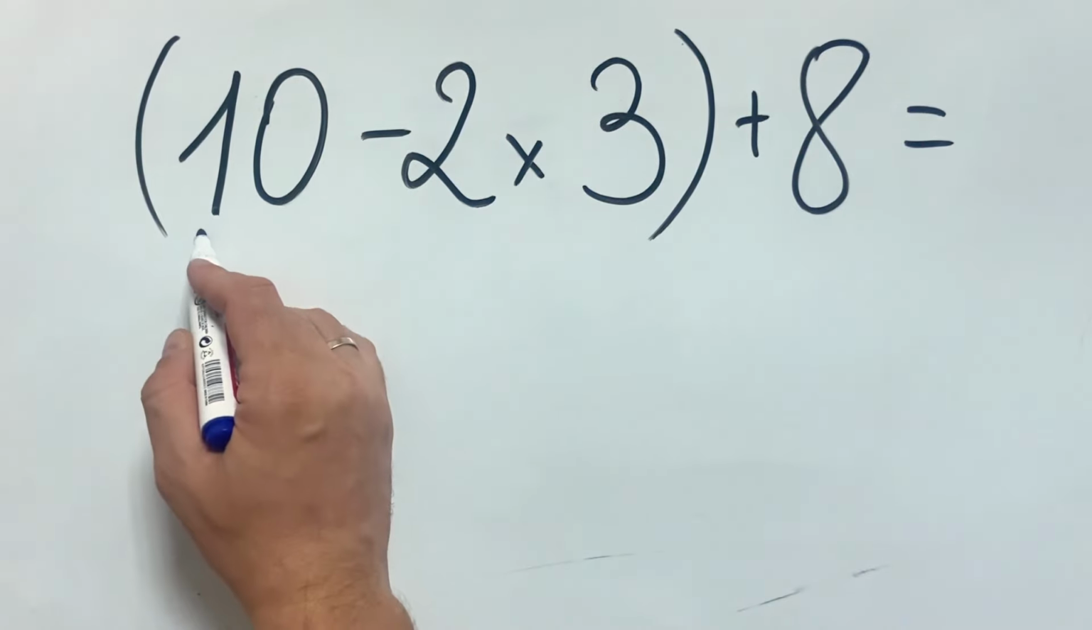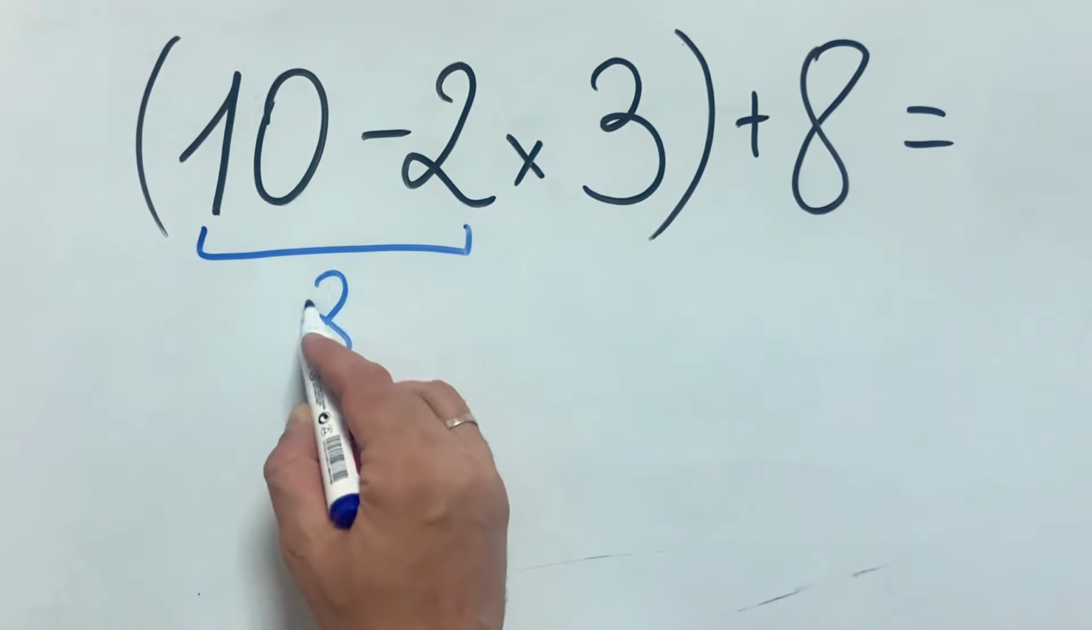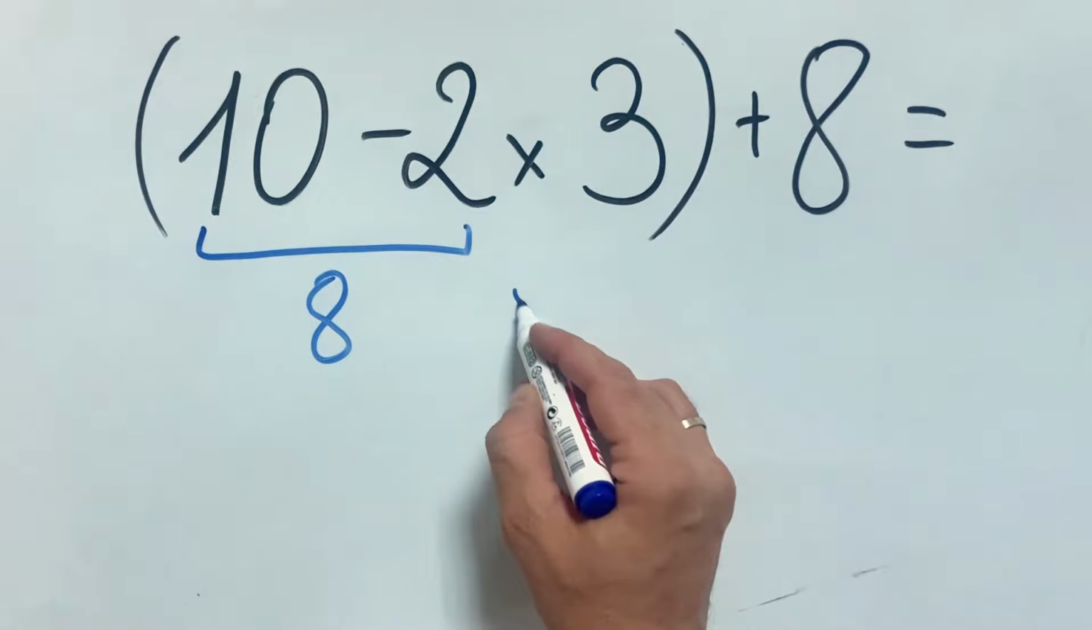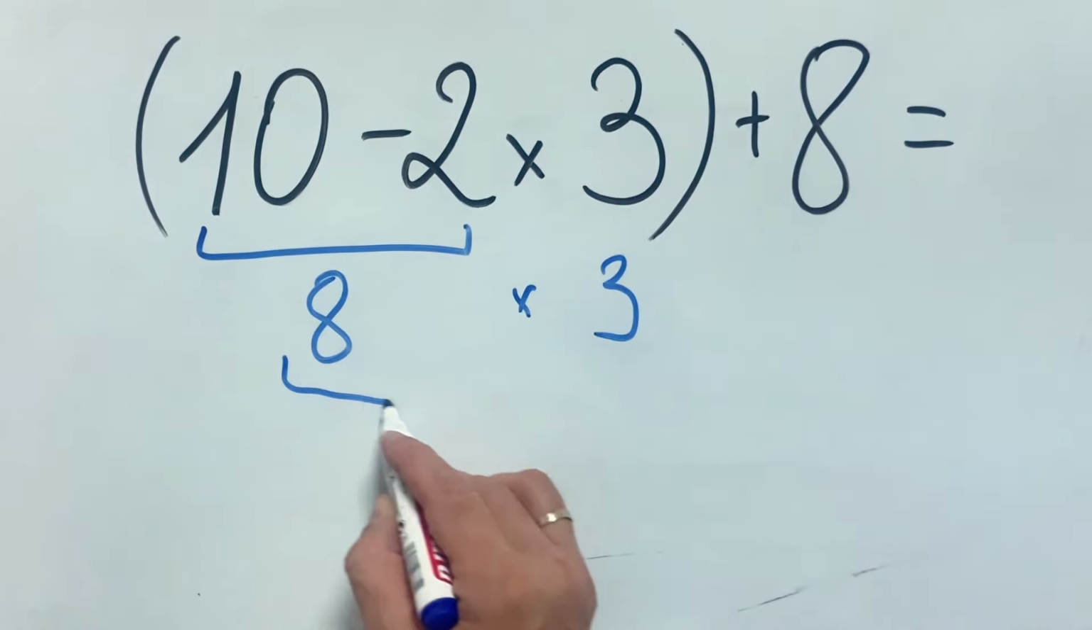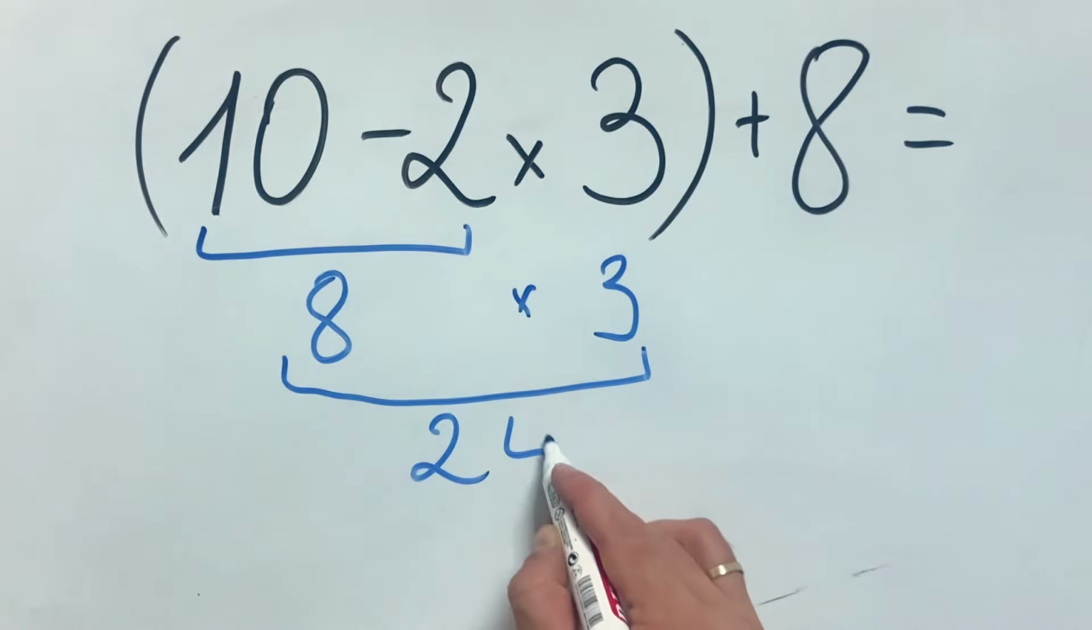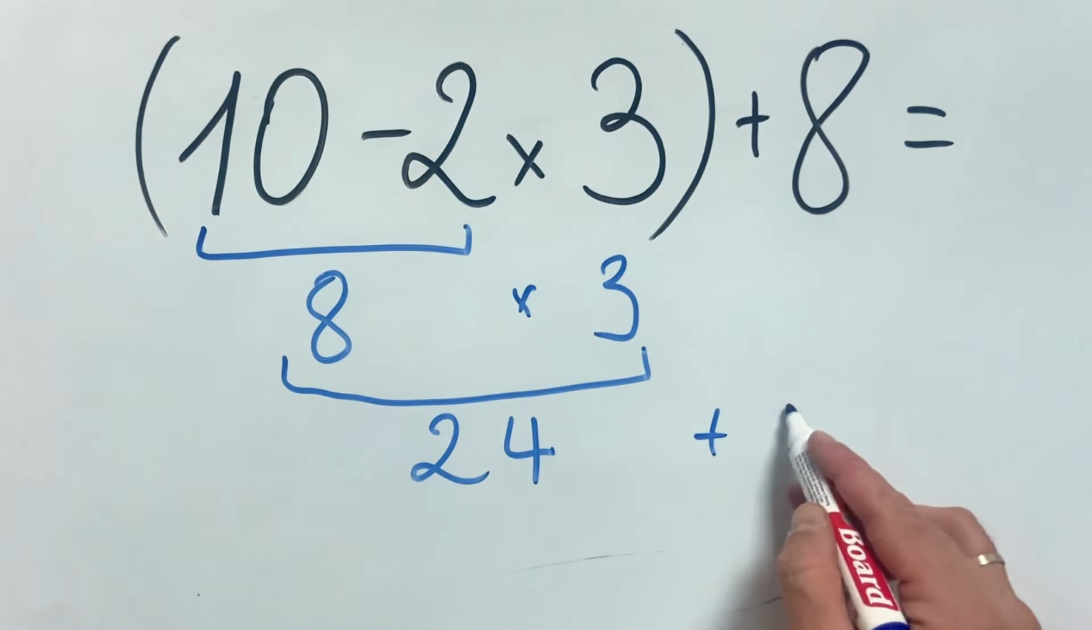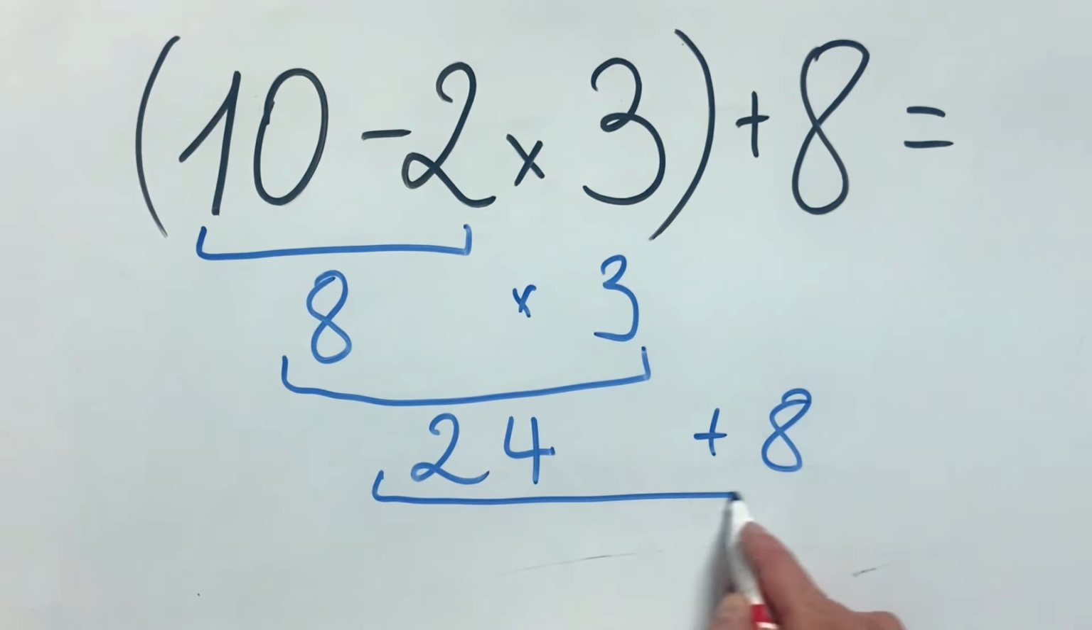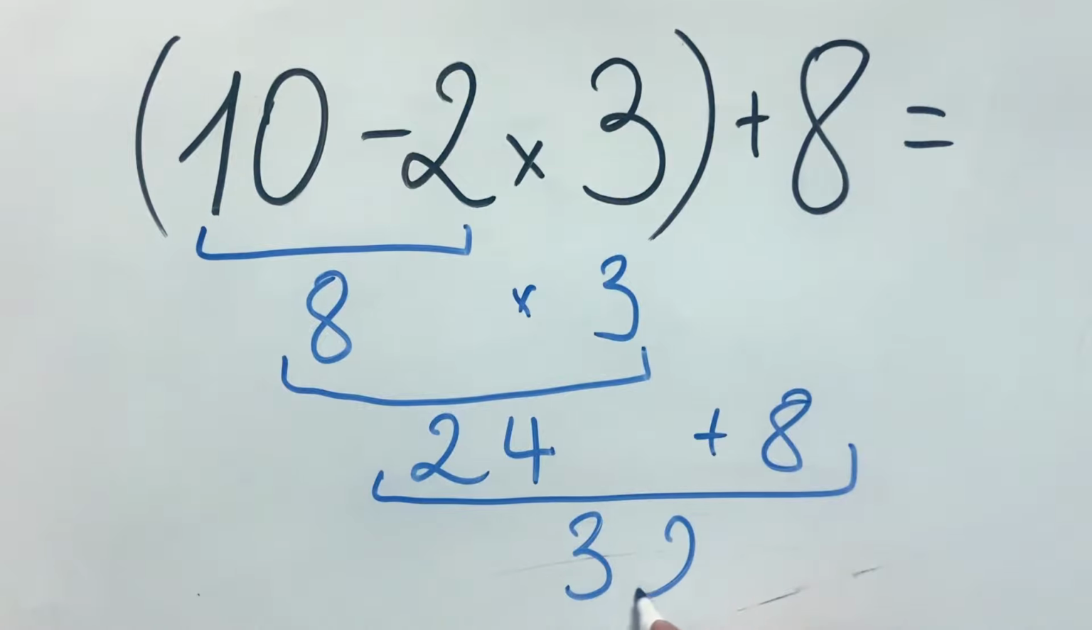10 minus 2 equals 8. 8 multiplied by 3 equals 24. 24 plus 8 equals 32. But this answer is not correct.